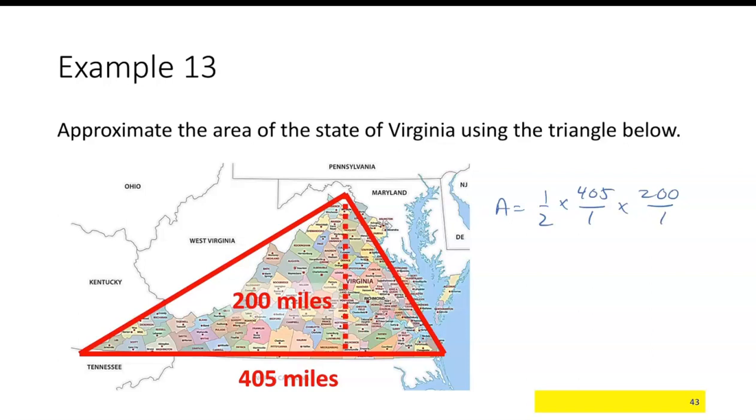1. Again, commutative and associative properties. I can rearrange this as 1/2 times 200 over 1. And the associative property tells me I can multiply the 1/2 and 200 first. 1/2 of 200 is 100. And 405, I'll just write 405. 405 times 100 is just the 405 with 2 more zeros. So 40,500 square miles.